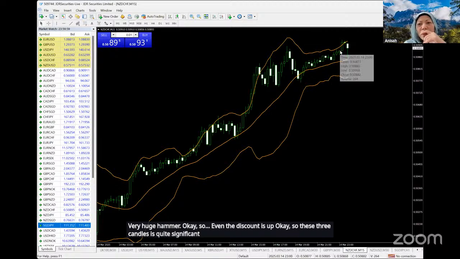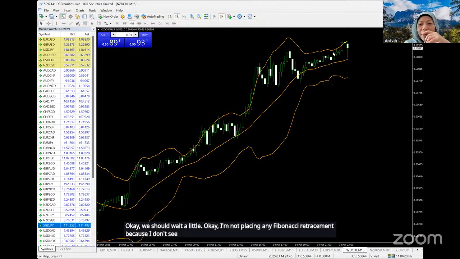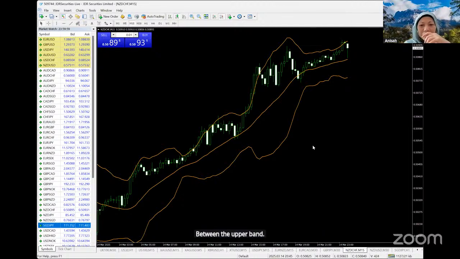Even though this candle is up, these three candles are quite significant. So we should wait a little. I'm not placing any Fibonacci retracement because I don't see a setup. Currently, the price is in the bullish area of the Bollinger Band, between the upper band.